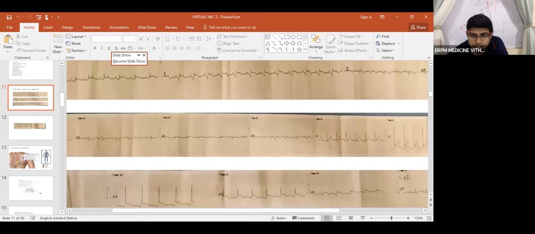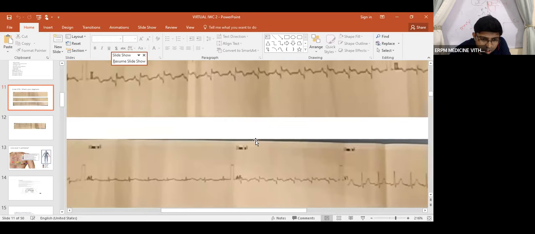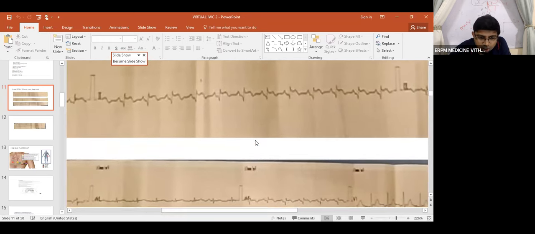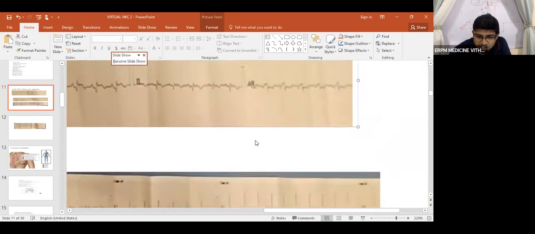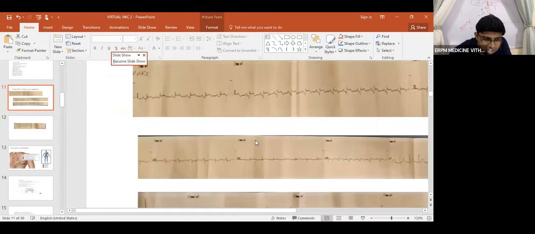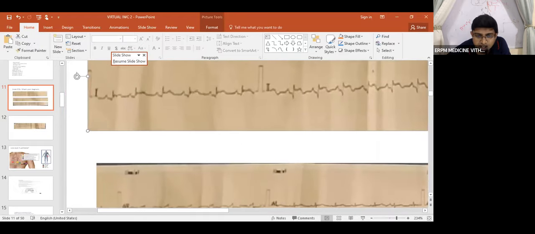What is happening in V5, V6? ST elevation. What about lead 2, lead 3, aVF? Inferior, lateral ST elevation. Lead 2, lead 3, aVF, ST elevation. V5, V6, ST elevation. Lead 1, aVL, ST elevation.